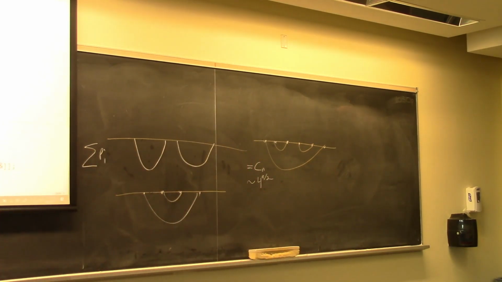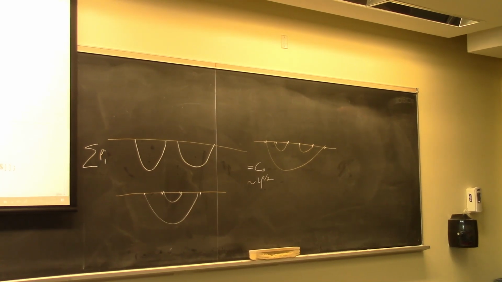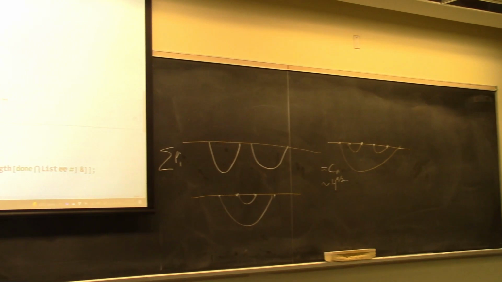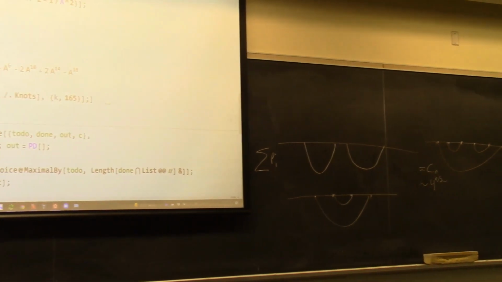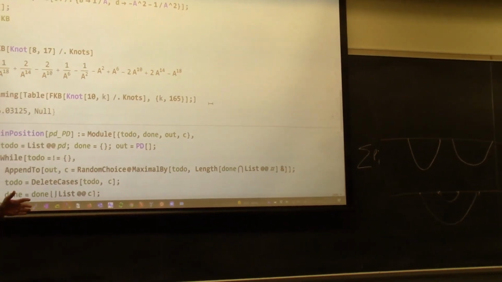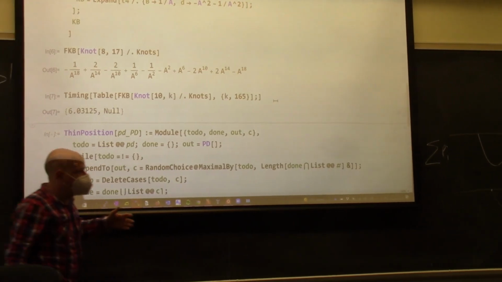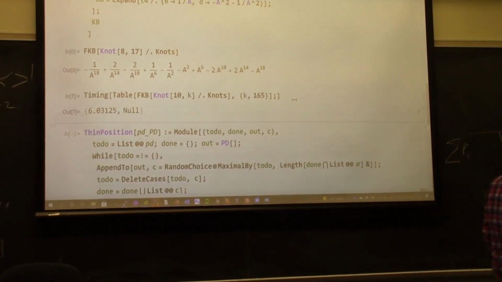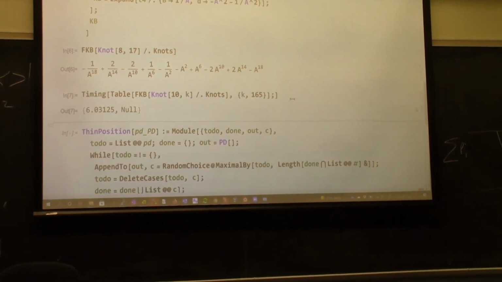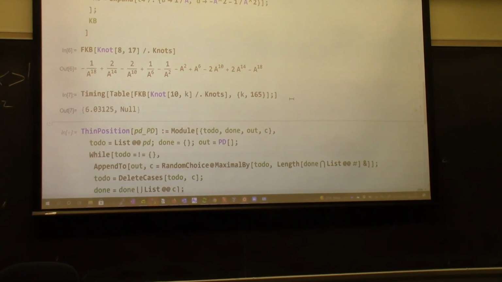Do I have time to do it? Yeah, pretty much. So what I want to do is to put the knot in a thin position. What does thin position mean? It means, really, I want to permute, I want to present, or I want to number the crossings. You know what, let me give you an example.